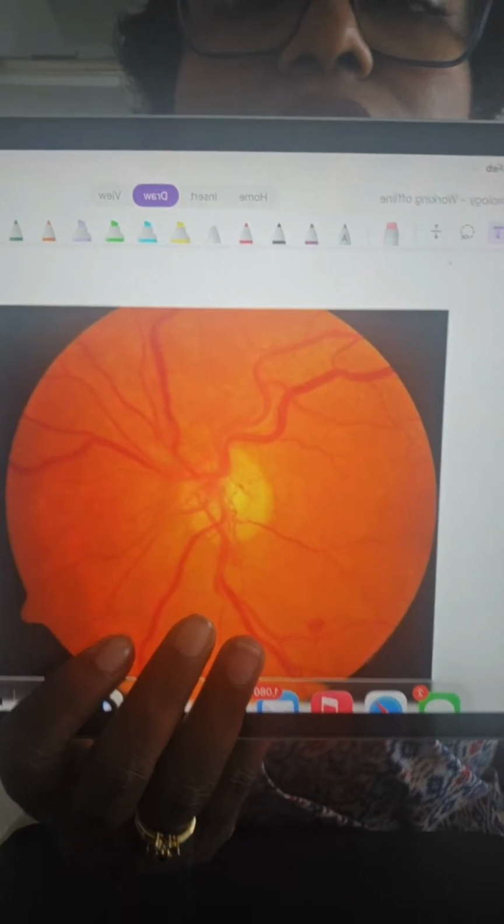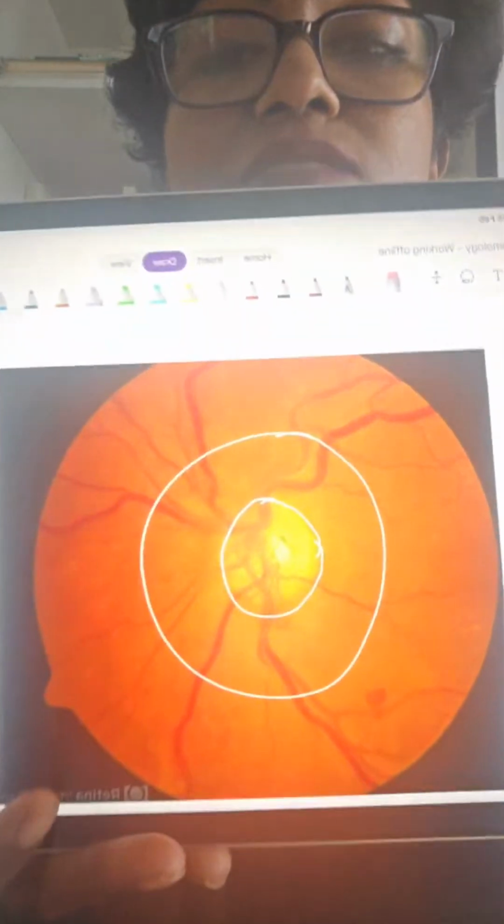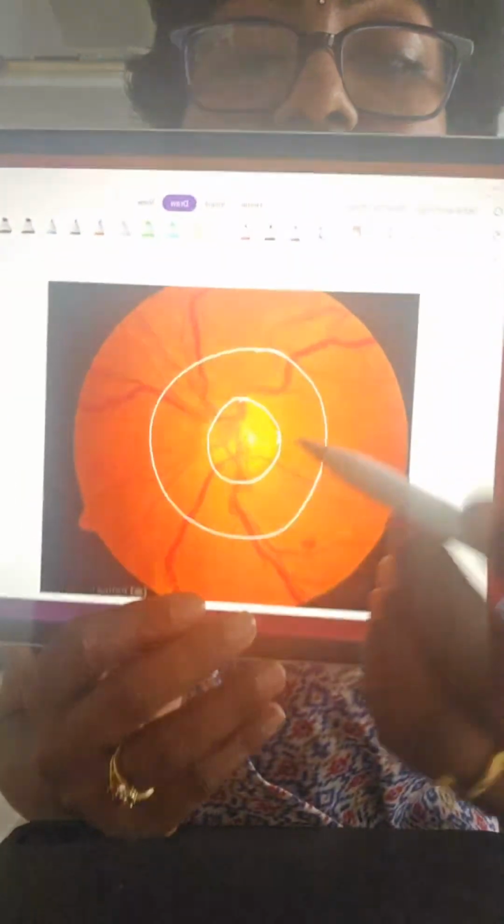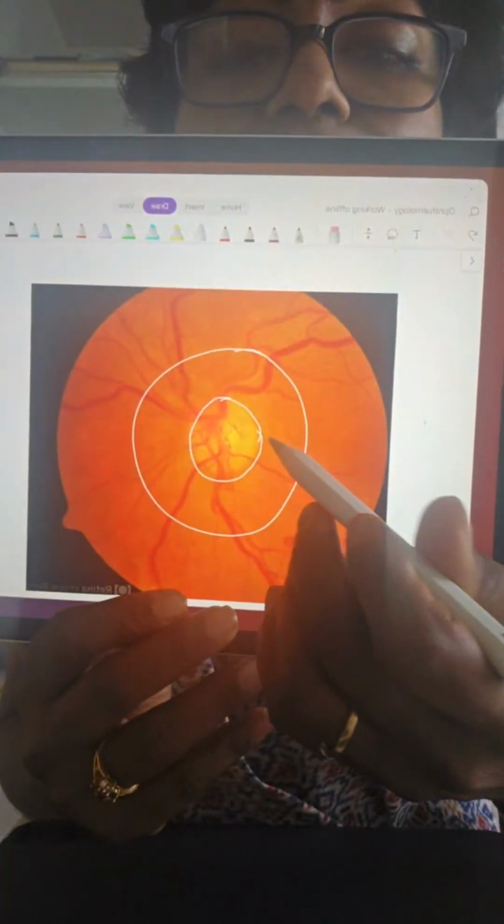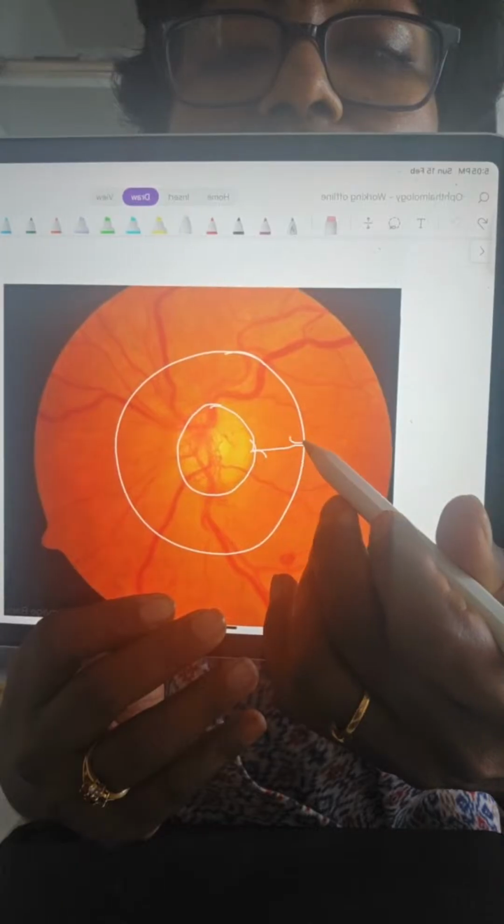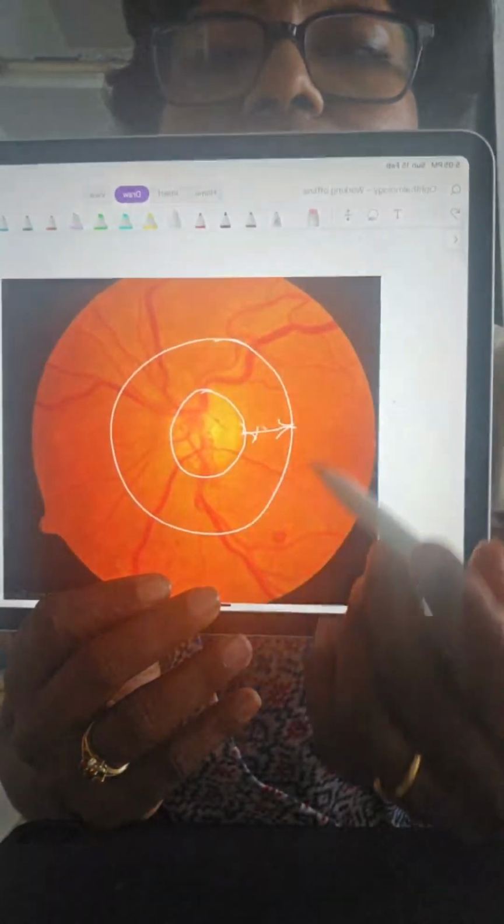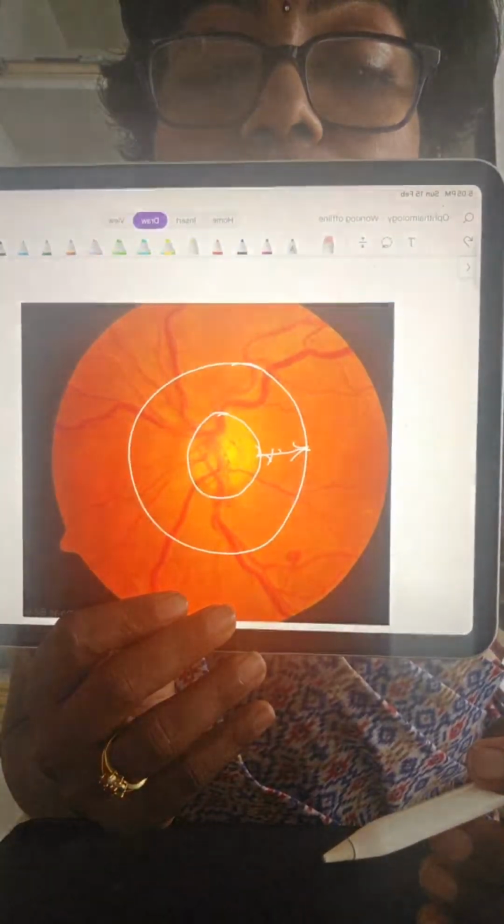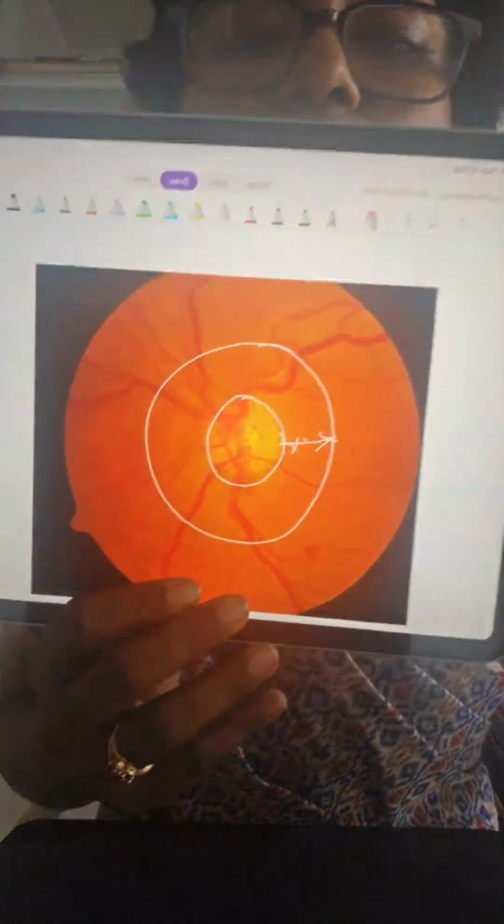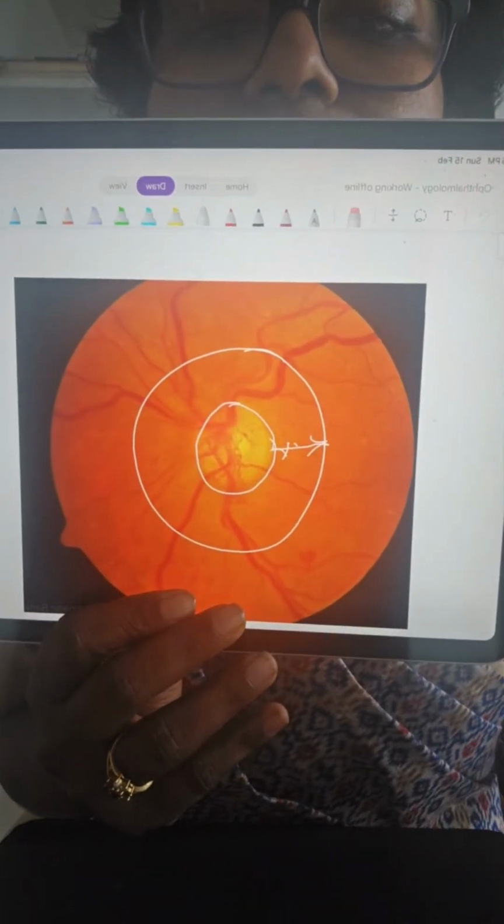So what is the most likely diagnosis? So how do we define NVD? So when you see new vessels on the disc and 1 DD area around the disc. 1 DD is 1 disc diameter, which is 1.5 millimeter. So when you see it on the disc or in the 1.5 millimeter area around the disc, that outer circle, if you see new vessels anywhere in this area, then you call it neovascularization of disc.